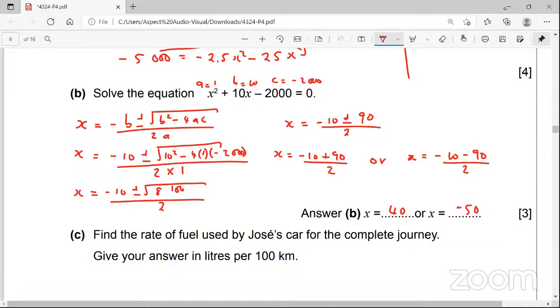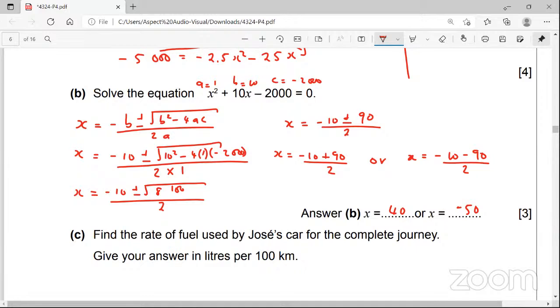So if you say 90 minus 10 is 80 divided by 2 gives you 40, negative 10 minus 90 will give you negative 100 divided by 2 gets negative 50. So that's how you get those two. Otherwise, you factorize, after you factorize, you take them over. That's how the signs will change.